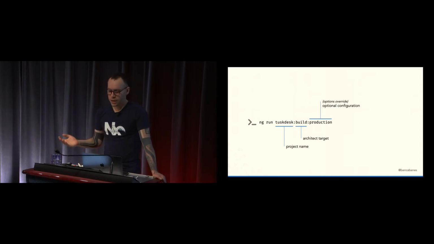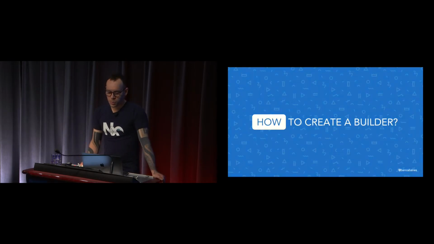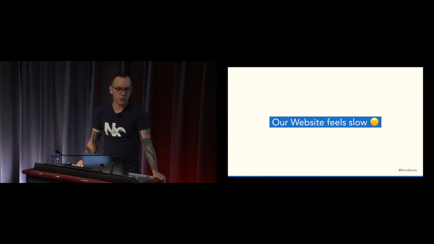So let's go to the other end and see what's going on inside the builder by creating our own builder. But we don't want to show a hello world because this is kind of lame. Let's have a real situation. Our website feels slow, and we know why. We have a lot of images, and they are too heavy. We need to somehow optimize them, compress them, so the website doesn't feel so slow. To solve this problem, we need to implement a way to optimize these images and to compress them.